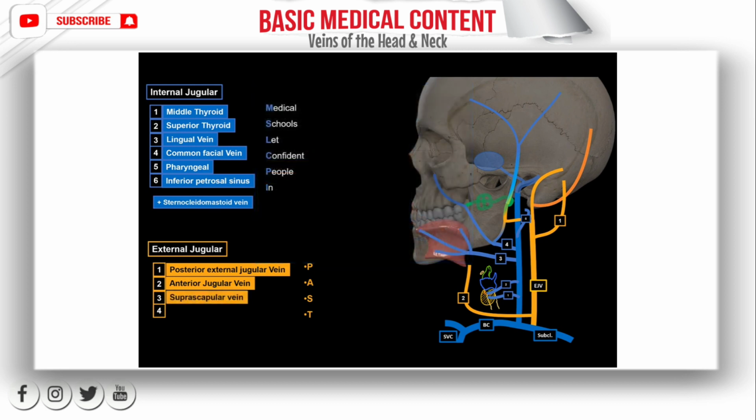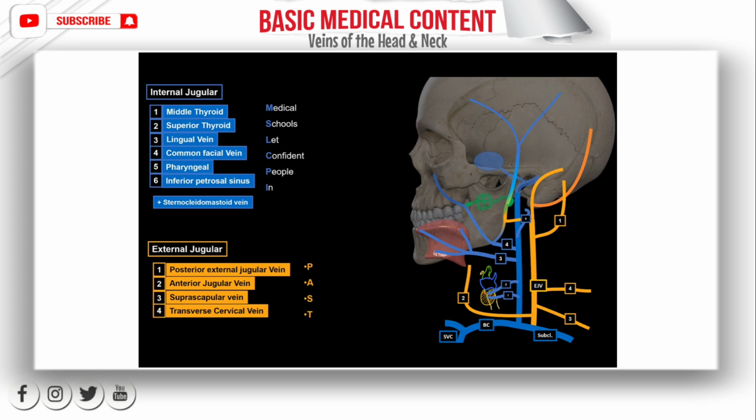Then S stands for the suprascapular vein. And the suprascapular vein is going to go towards the scapula and supply the muscles of the scapula. Then lastly, there's the transverse cervical vein, which is going to go along the neck and supply the superficial muscles of the back and also deep muscles of the neck region. So that's it. That's all the veins I wanted to cover.